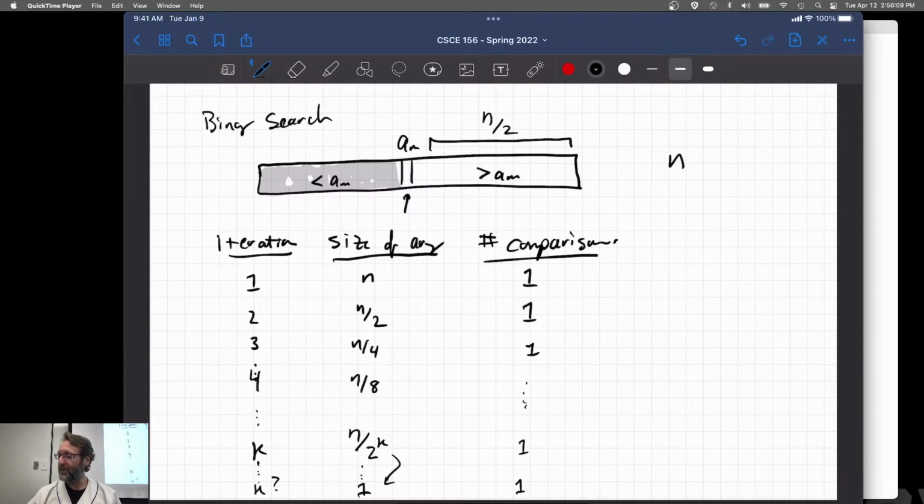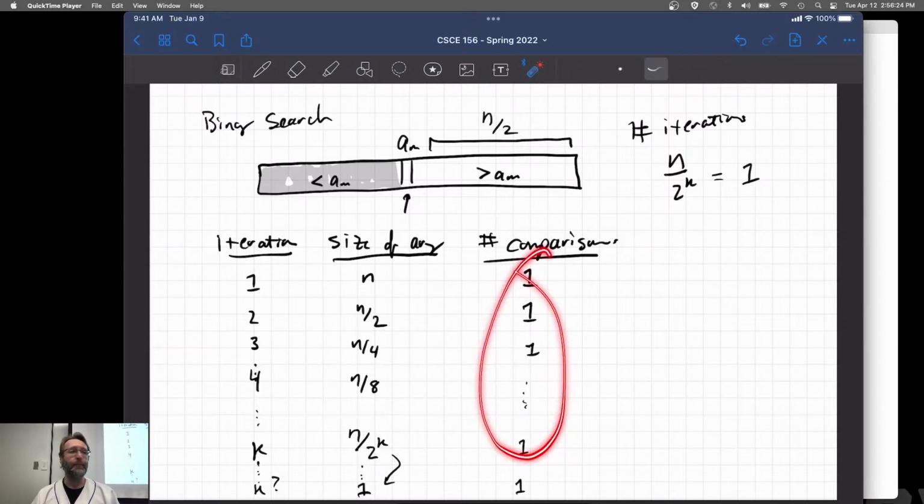So, okay, let's do the math properly. You jump into the answer here, right? How many? This is the number of iterations. The number of iterations will actually tell me how many comparisons. Why? I do one comparison for each iteration. So if I know the number of iterations, I know the number of comparisons. Solve for k. Help me.